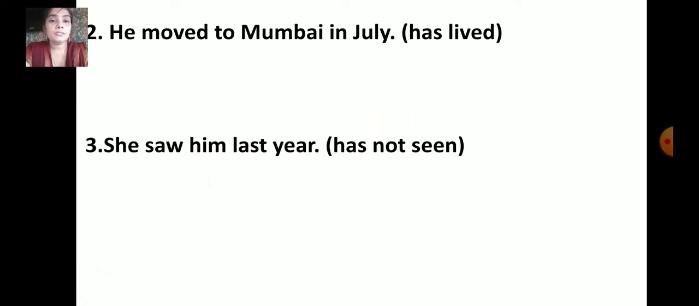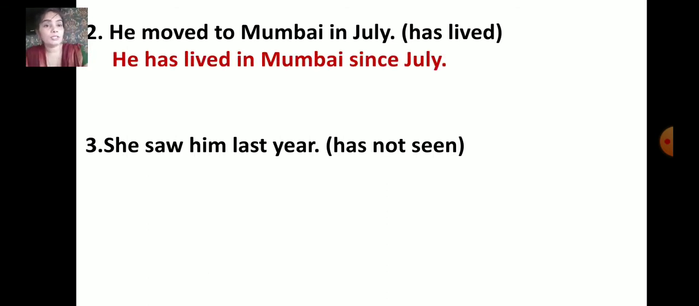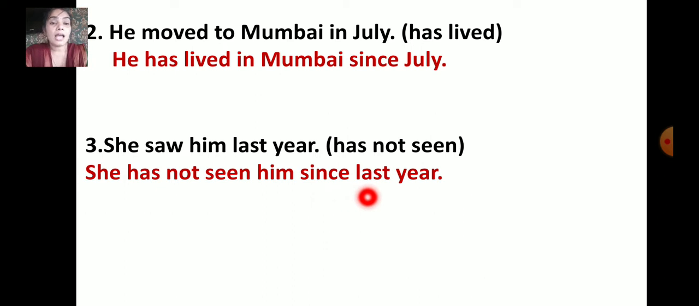Our next question is, he moved to Mumbai in July. The bracket is has lived. So he has lived in Mumbai since July. Next, she saw him last year. Here, has not seen. So she has not seen him since last year. From many years, many months, many days. This since is used for mentioning years, dates, time, whatever it is. Do not forget to use the bracket here.